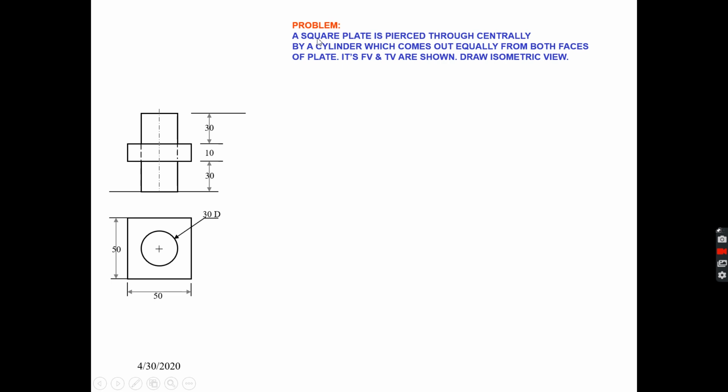In the next question, what is given to you is that a square plate is pierced through the center by a cylinder which comes out equally from both faces of the plate. Its front view and top view are shown here. Draw the isometric view. So the front view and top view are given to you.